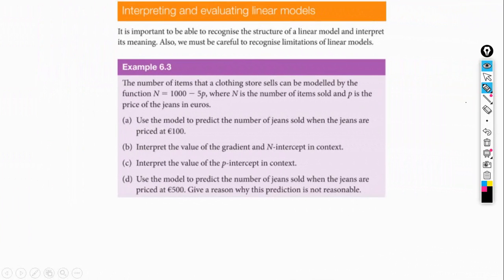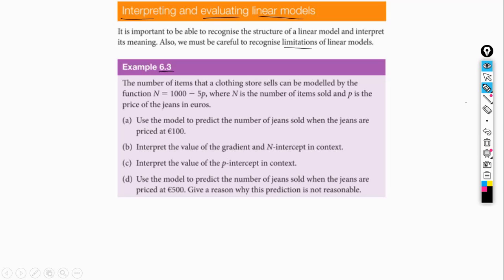So we continue with interpreting and evaluating linear models. It is important to be able to recognize the structure of a linear model and interpret its meaning. Also, we must be careful to recognize limitations of linear models. So let's take a look at example 6.3.